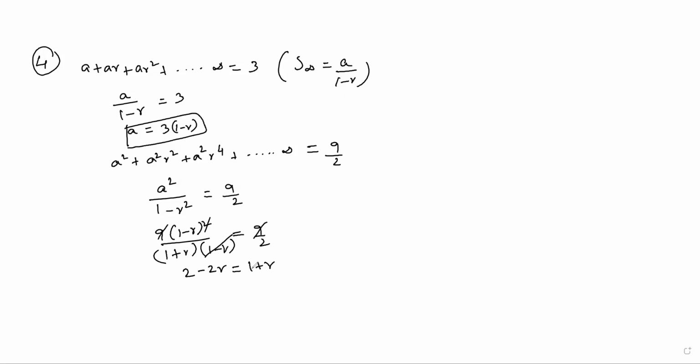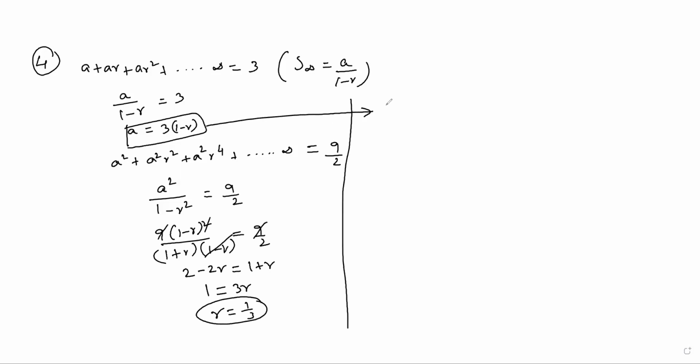Interchange the r value: send it to the right side, and 1 to the left side. 2 minus 1 is 1. Total 3r. R value, how much? 1 by 3. Now we got the r value, 1 by 3. Next we need to find the a value. To find a value, substitute this r value and we will get a value.